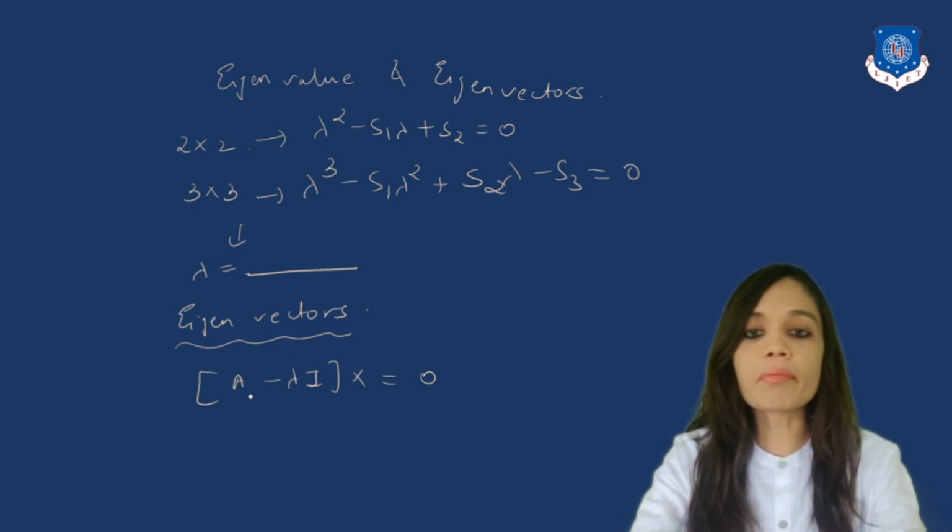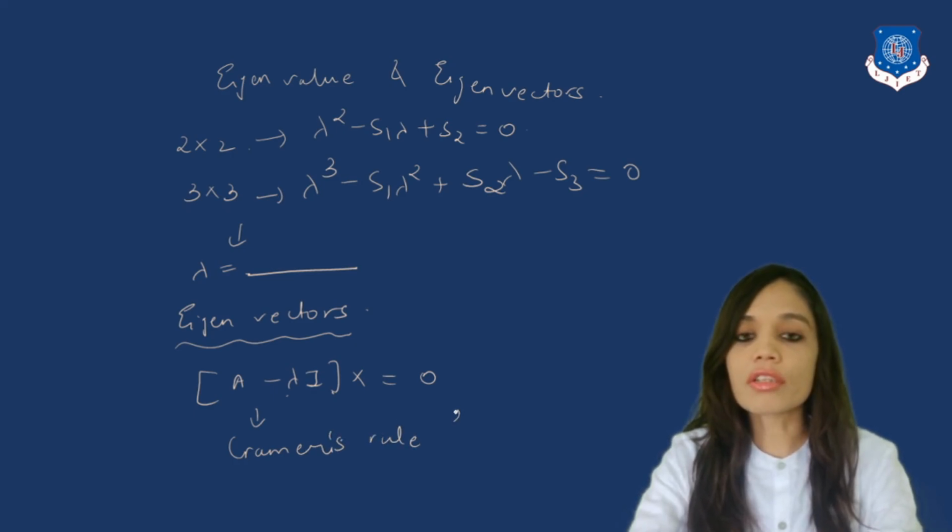Put the value of lambda, subtract A and lambda I, okay, and then you have to apply your Cramer's rule, selecting the first two equations.